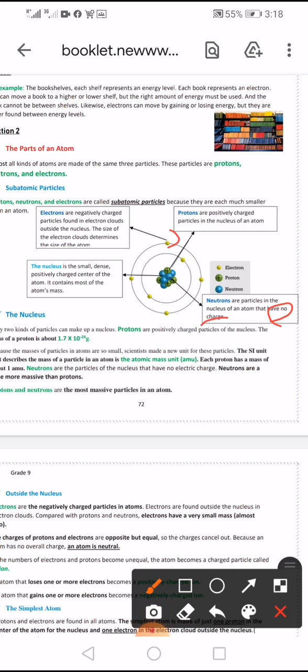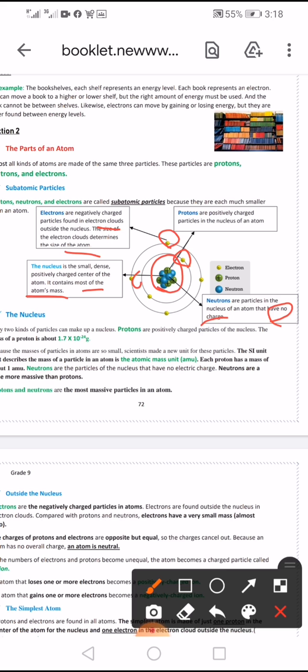Electrons like this are negative charge particles found in electron clouds, in energy levels outside the nucleus. The size of the electron cloud determines the size of an atom. The nucleus, which includes protons and neutrons, is a small, dense, positive charge center of an atom. It contains most of the atom's mass.